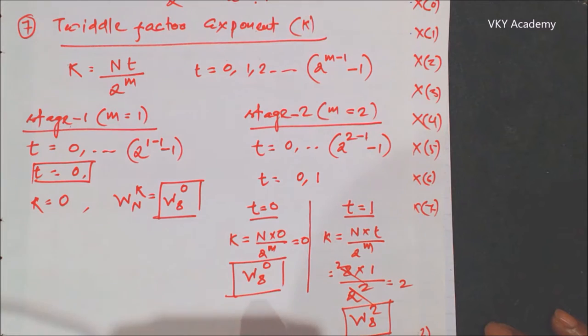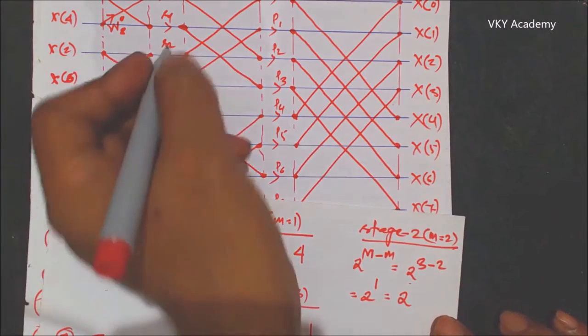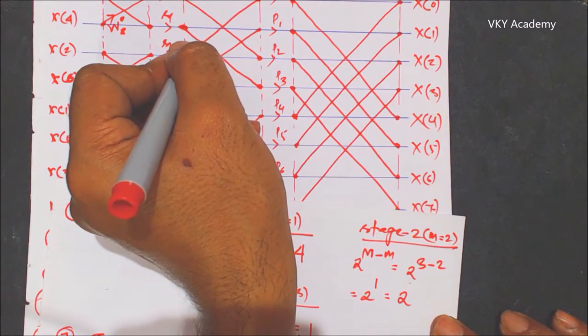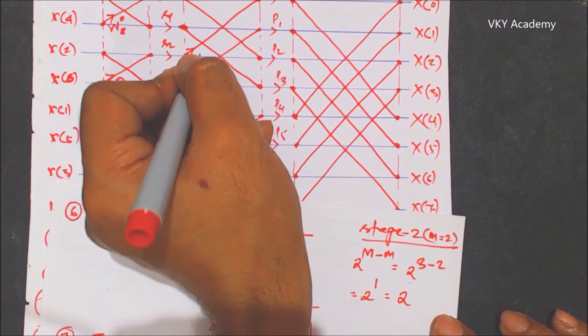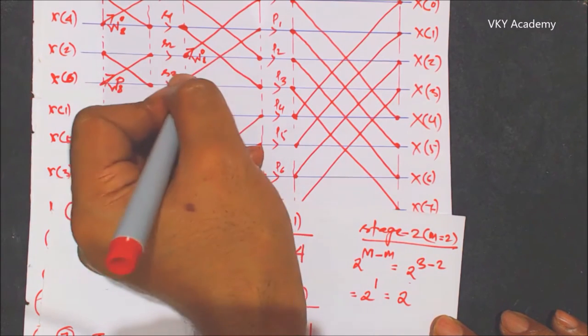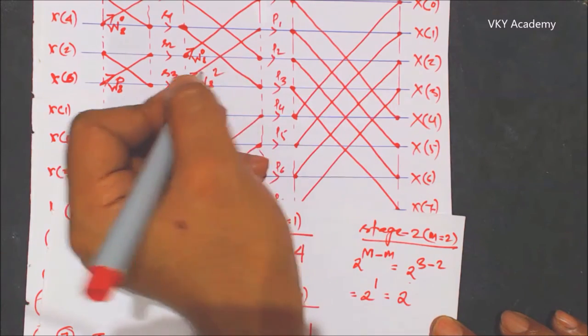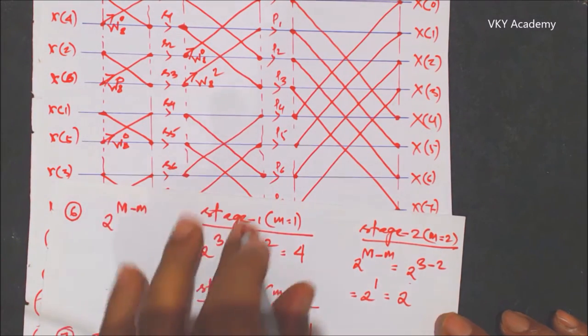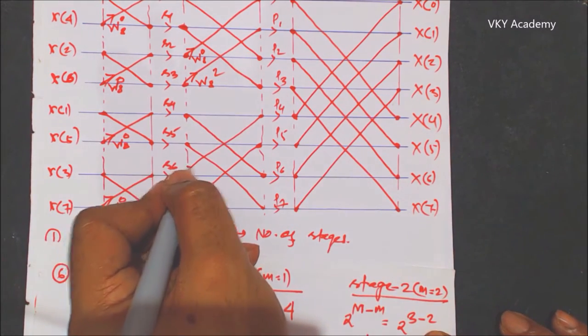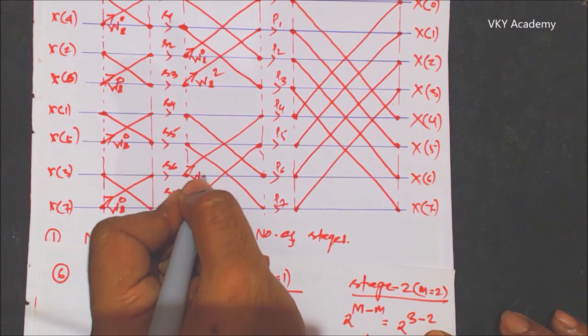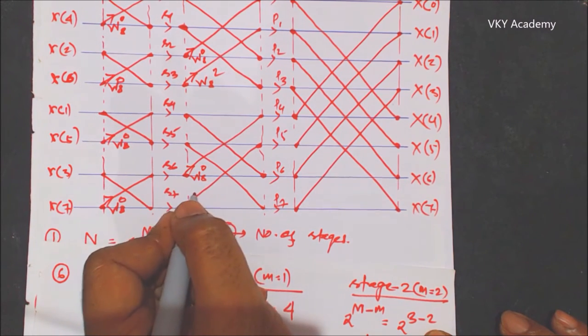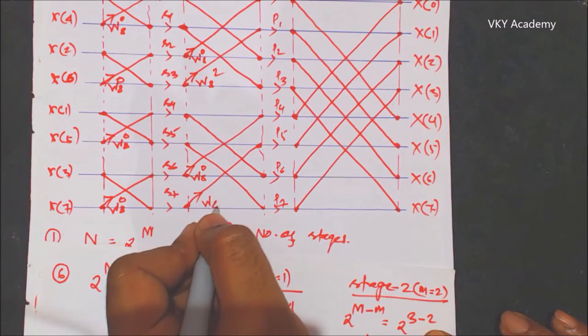So we have two twiddle factors, one is W8 to the power 0 and second is W8 to the power 2. So for the first butterfly, the twiddle factor is W8 to the power 0, and for the second butterfly it is W8 to the power 2. Similarly, in the second set or section also, the first twiddle factor is W8 to the power 0 and second one is W8 to the power 2.